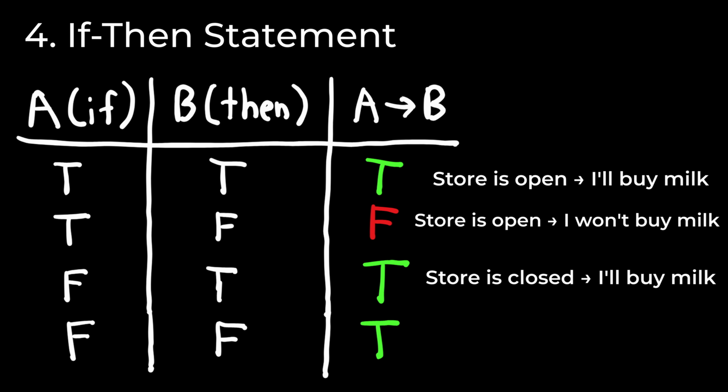So unlike the one above, if A is false, in this case, the store is closed, and you still buy milk, maybe you went to another store. Well, you made no promise that you wouldn't buy milk if the store was closed. So there was no violation, and the statement is true. Now, if A is false and B is false, then if A, then B is true. Because if the store is closed, then I won't buy milk.